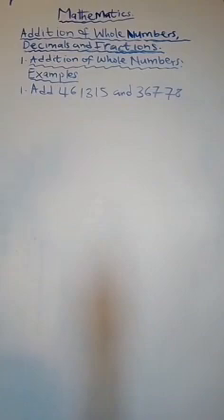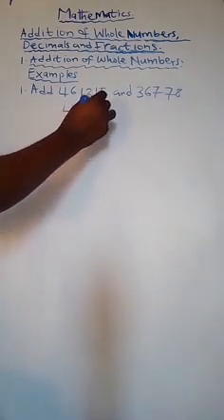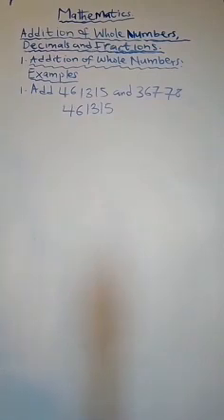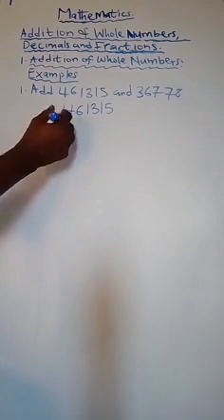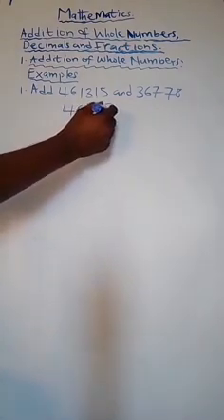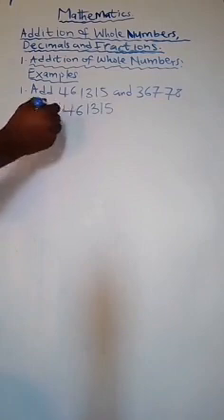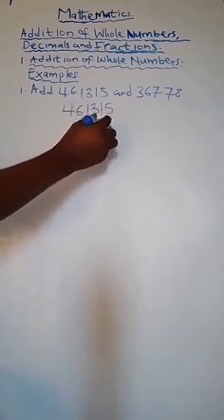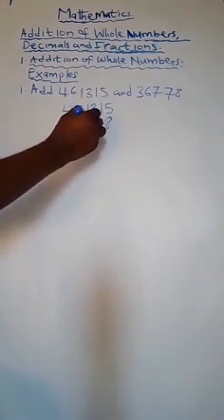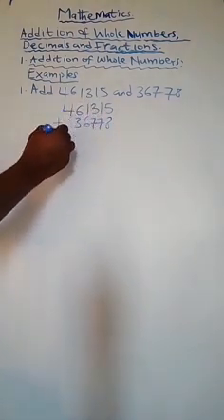Let's start. Let's write the first number, 461,315. Now, you need to be careful when you want to write the second number. You don't start from here. It is wrong. You start writing from the back, that is, from the right to the left, or back to the front. So if I want to write the second number, I write 8 here, then 7. Then I'll put my plus sign.